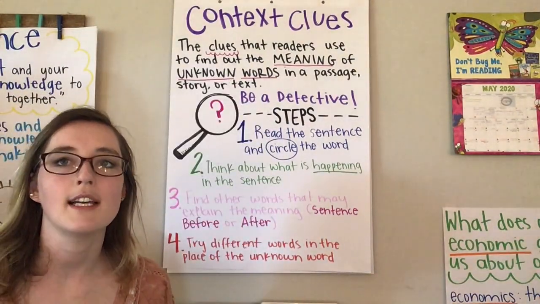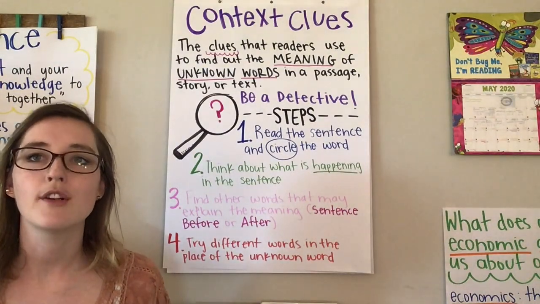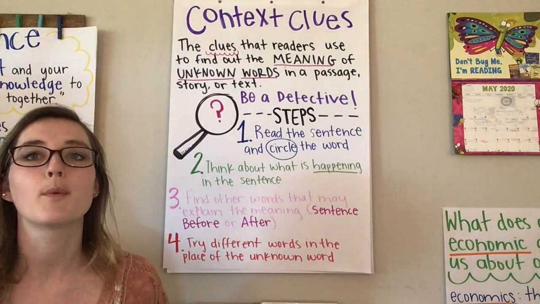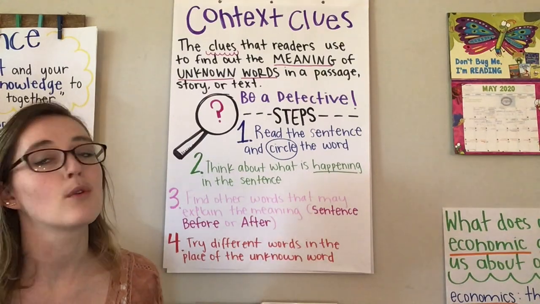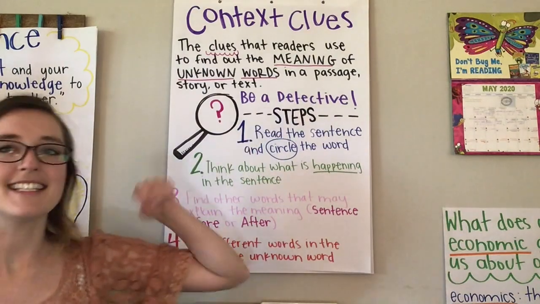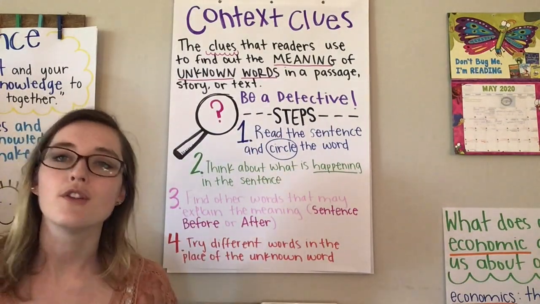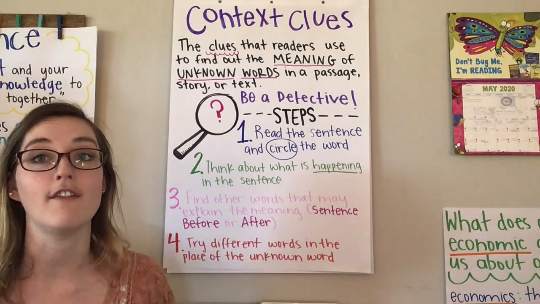Okay, so context clues are clues. They're clues that readers use to find the meaning of unknown words in a text or in a story. So what you are doing with context clues is you're being a detective. You got your little magnifying glass, and there's a couple different steps that you can do to try and figure out the word that you're trying to figure out.